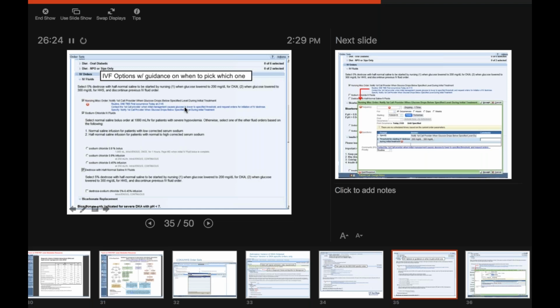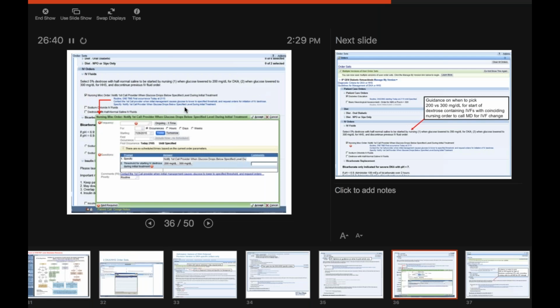Fluids, all the different fluid options we just talked about. Okay, just plain LR or normal saline for your initial boluses, then adding the dextrose to it, putting some potassium in there if you need it, depending on which ingredients you need. Okay, all those options are there. It even comes with an order for the nurse to call the provider when that sugar's getting to about 200, 250 to remind them to add dextrose, okay? If they don't use the DKA order set, they don't get that reminder. And this is one of the biggest failures we have in DKA treatment.